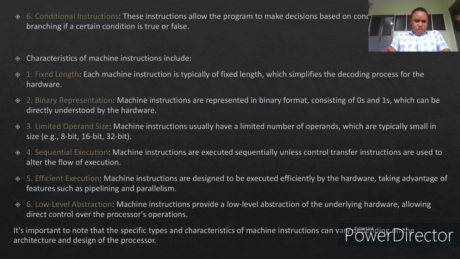So now we are moving on to the characteristics of machine instructions. These include fixed length. Each machine instruction is typically of fixed length, which specifies the decoding process of the hardware. And the second one is the binary representation. Machine instructions are represented in binary format.